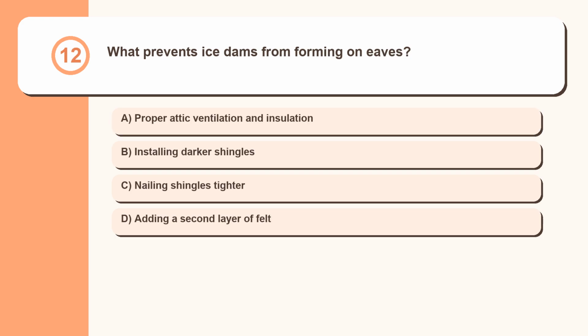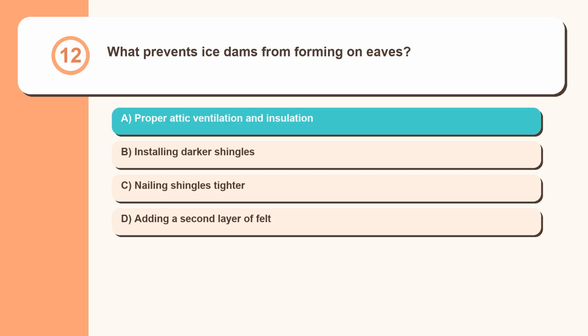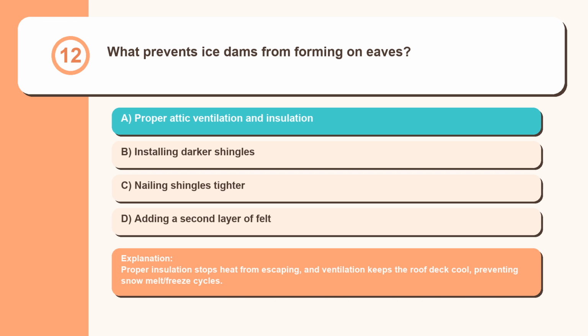Question 12. What prevents ice dams from forming on eaves? Proper attic ventilation and insulation, installing darker shingles, nailing shingles tighter, adding a second layer of felt. Proper insulation stops heat from escaping, and ventilation keeps the roof deck cool, preventing snow melt/freeze cycles.